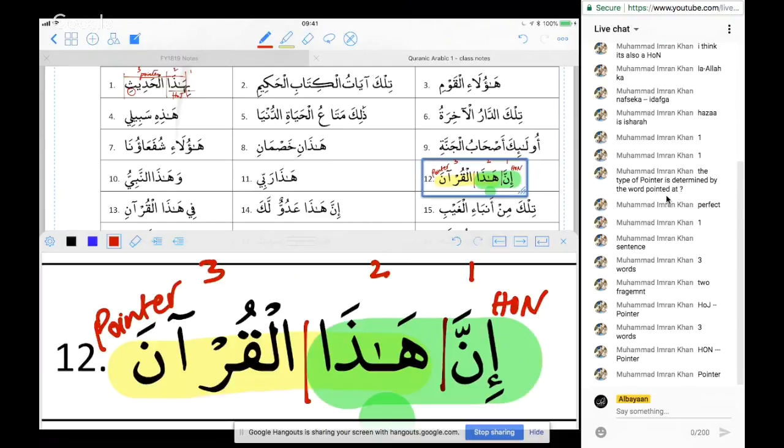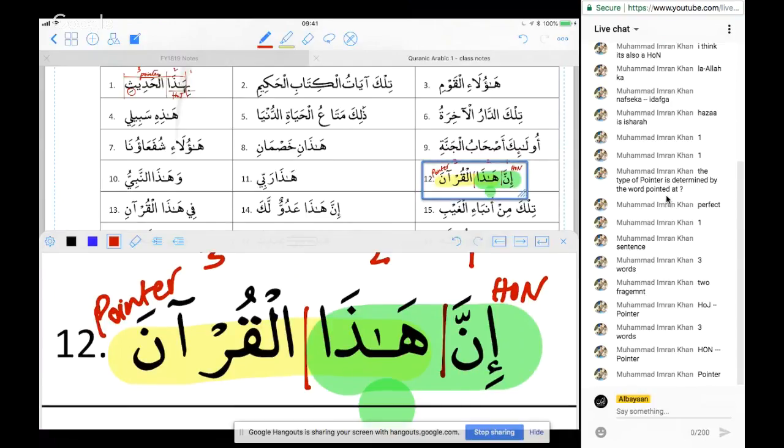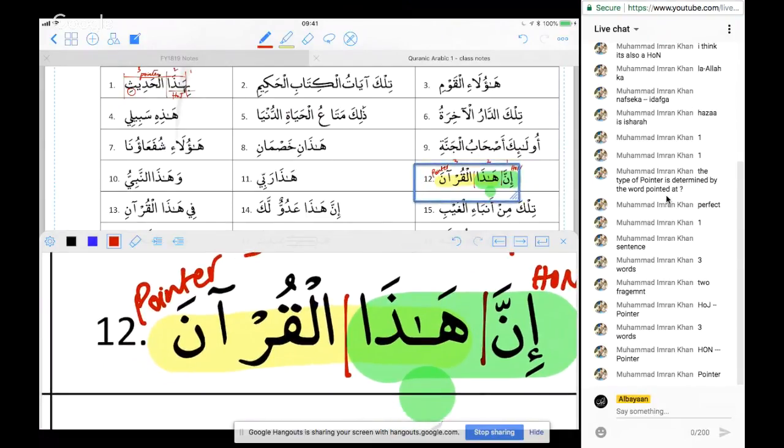Do the four properties match? Shall we do the four properties? Let's do the four properties of Haza quickly. This is nasab because it's part of the harf of nasab fragment. It's singular, it's masculine, and it's proper. Al-Qur'ana is nasab. It's singular, it's masculine, and it's proper. Okay? The four properties match.